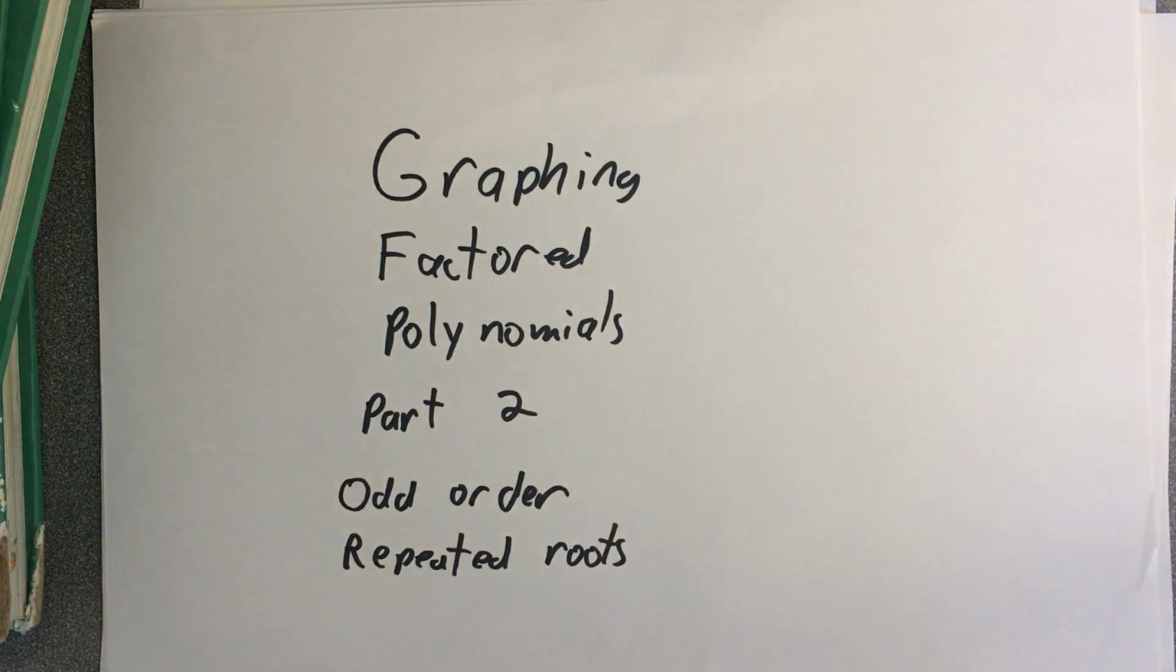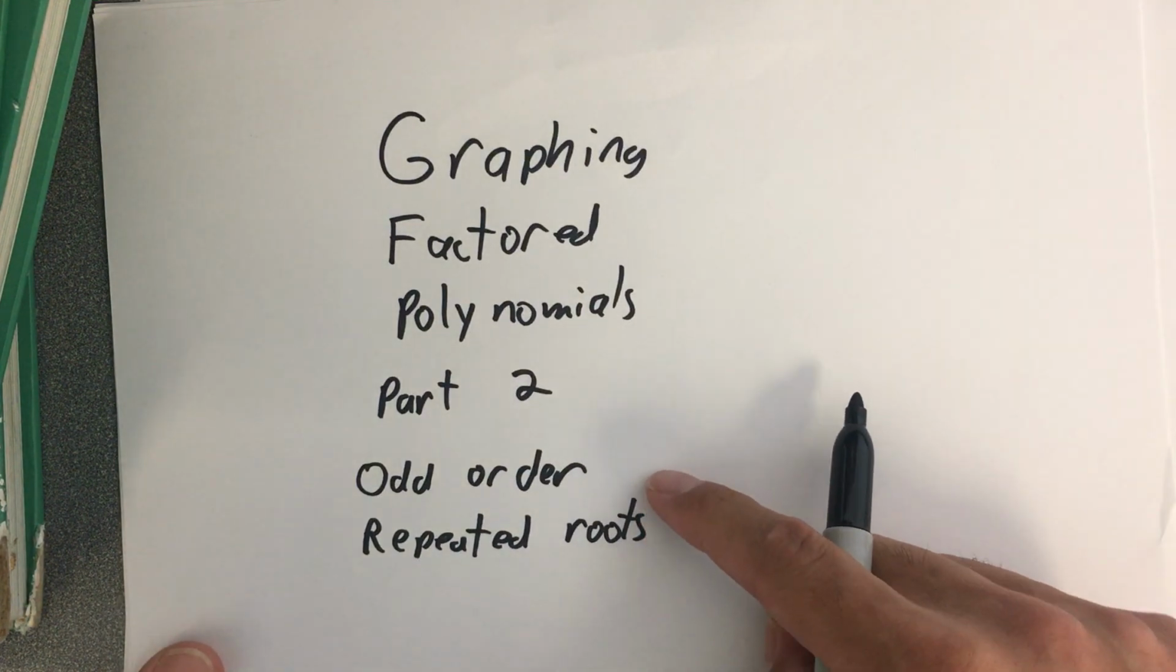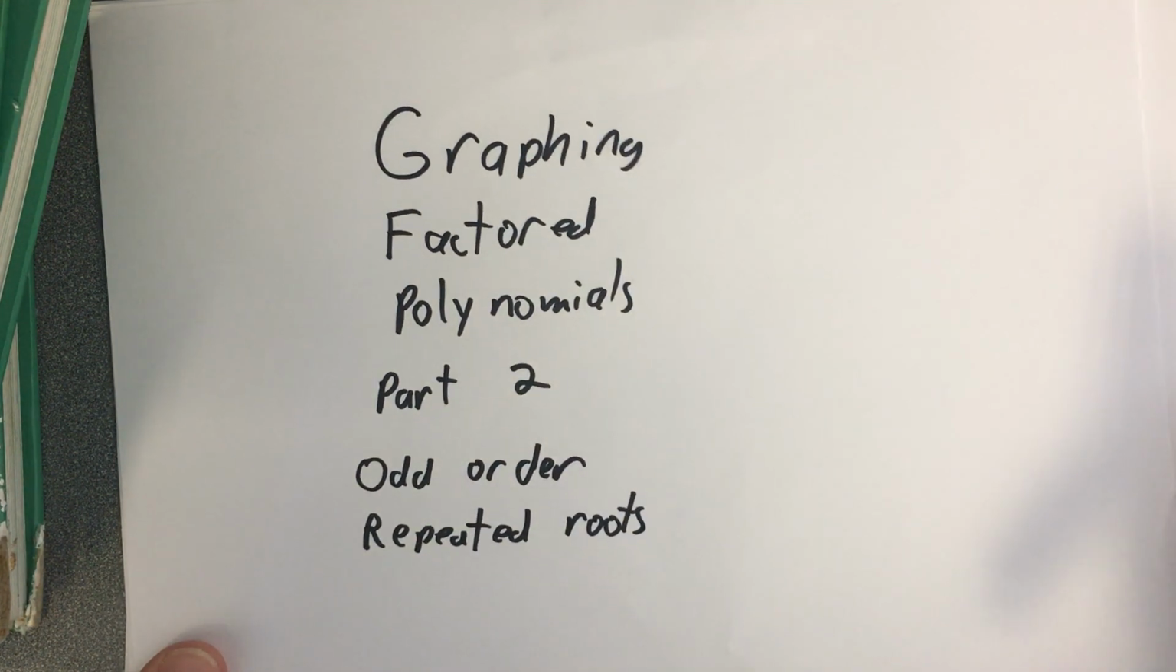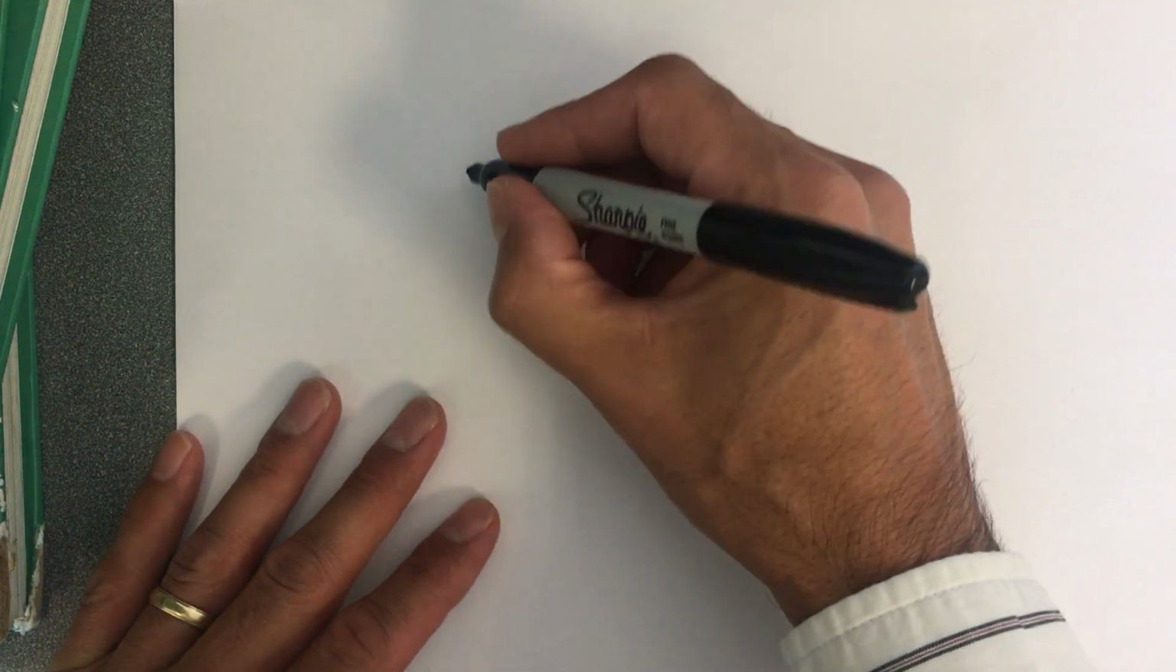Okay, this is part 2 of graphing factored polynomials, and in this one I'm going to cover dealing with an odd order and dealing with repeated roots. And they're going to be done in 2 separate examples. So starting out, this polynomial here has an odd order.